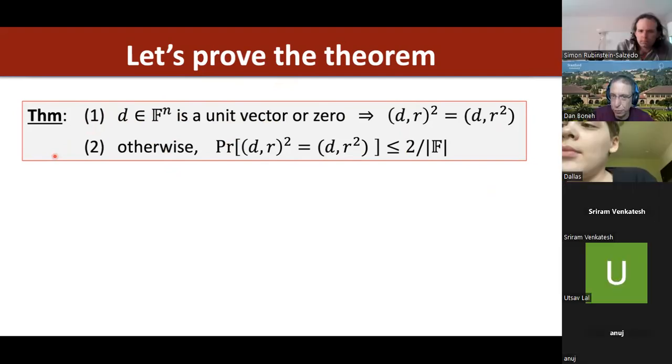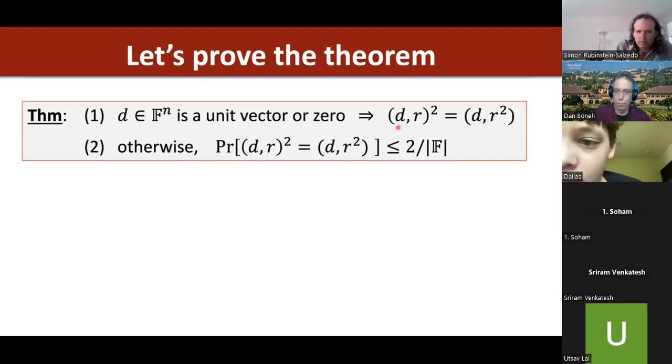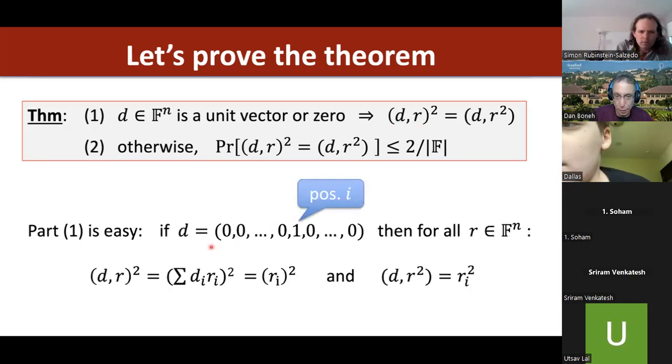Remember, a unit vector means that the vector only has one position equal to 1 and all the other positions are equal to 0. So what can you tell me as a result about the inner product of D and R? It's just one of the components of the vector. Perfect. Excellent. So indeed, if D is a unit vector, let's say it's position i that happens to have a 1. Well, what do we know about the inner product of D and R?